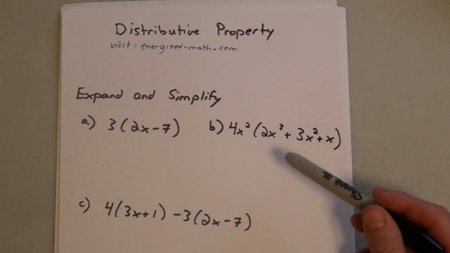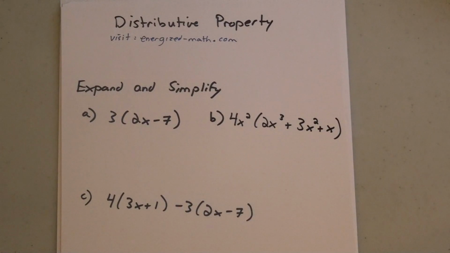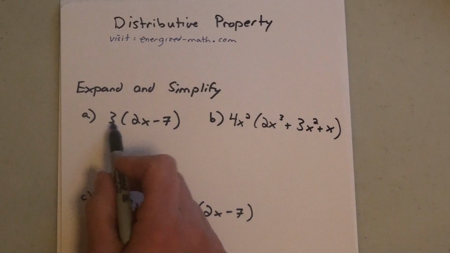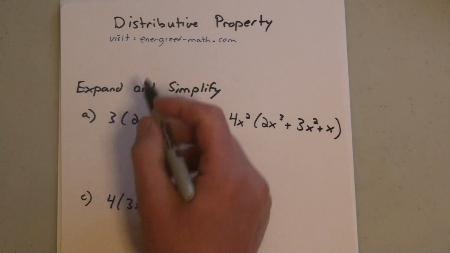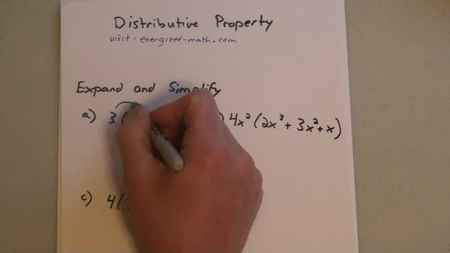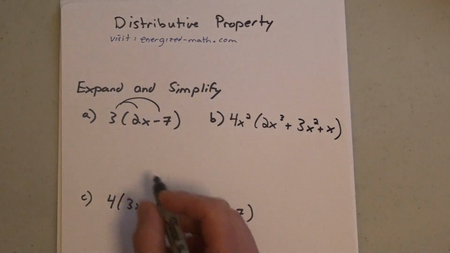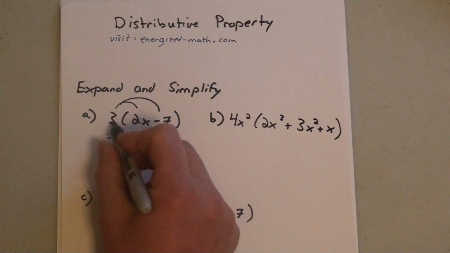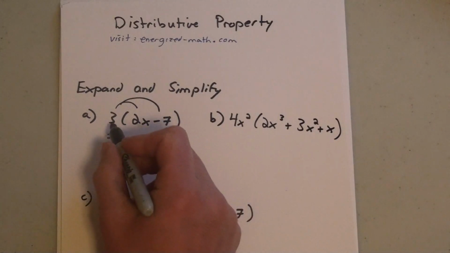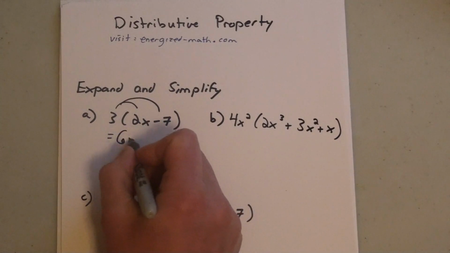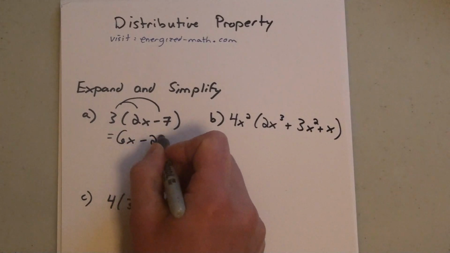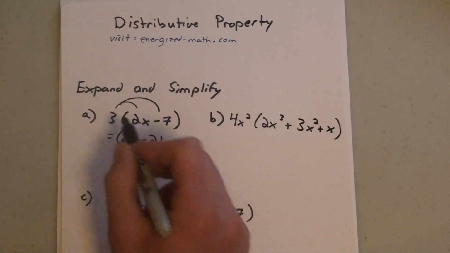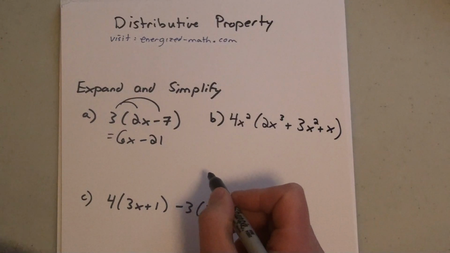Expand and Simplify. You are multiplying a monomial into a binomial or a trinomial or something, and that monomial needs to get to both those terms. So it gets distributed to both of those terms. Both terms need to be multiplied by whatever is in front. So 3 times 2x would give you 6x, and then 3 times the negative 7 would give me negative 21. Both of those terms got multiplied by that 3 in front.